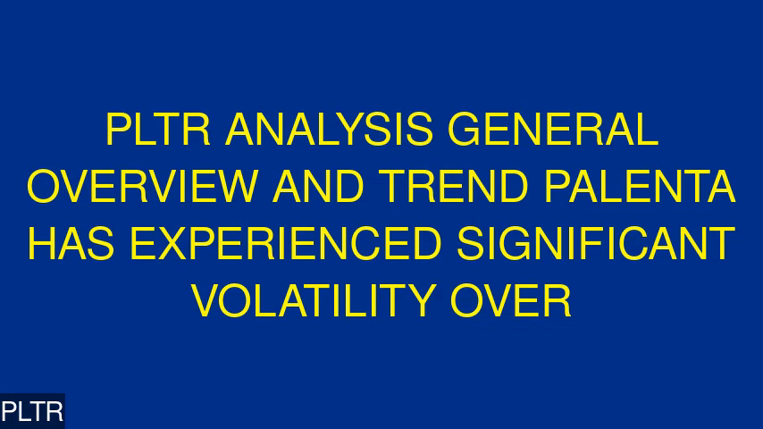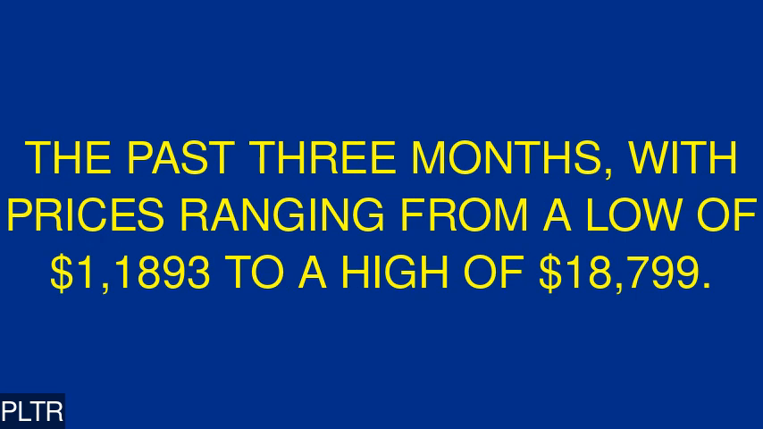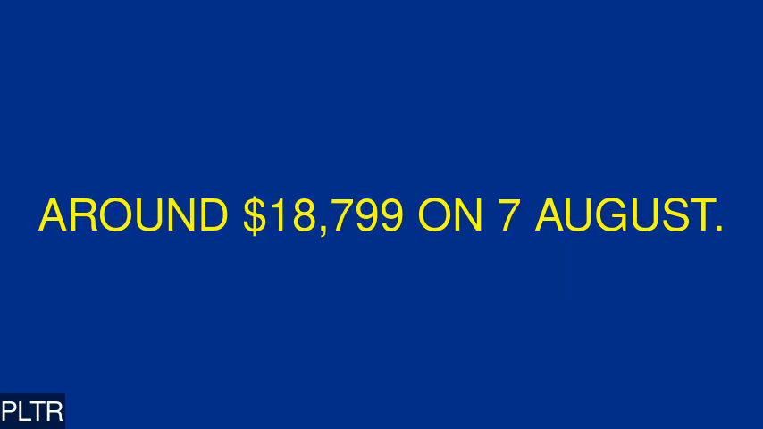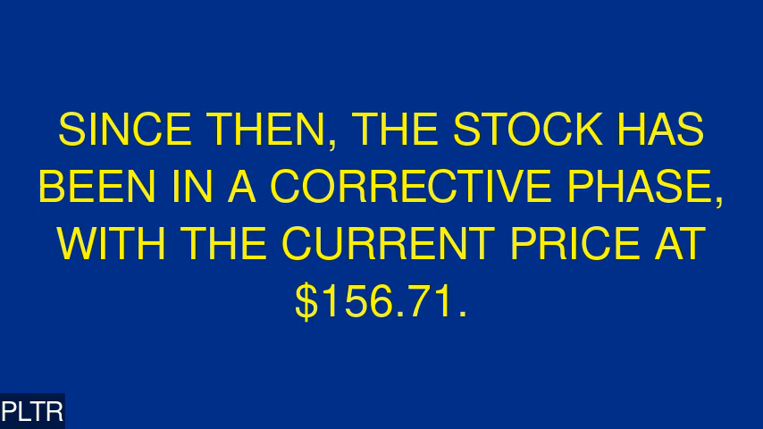PLTR Analysis. General Overview and Trend. Palantir has experienced significant volatility over the past 3 months, with prices ranging from a low of 118.93 to a high of 187.99. The stock showed a strong upward trend from mid-June to early August, reaching its peak around 187.99 on the 7th of August. Since then, the stock has been in a corrective phase, with the current price at 156.71.